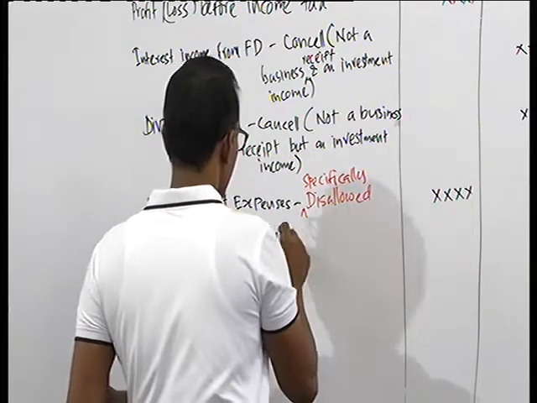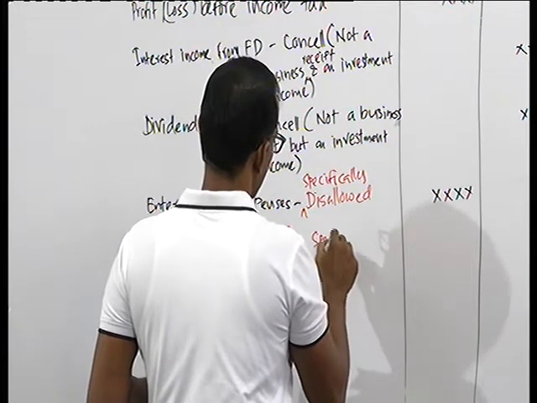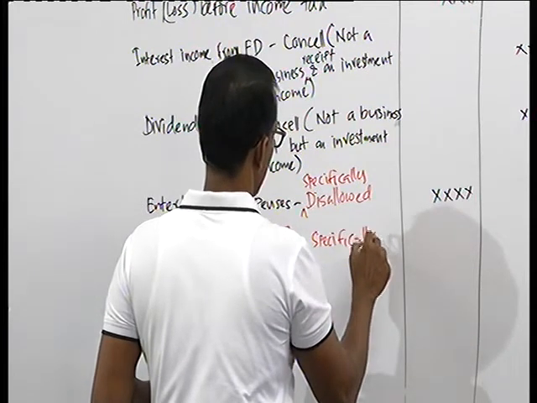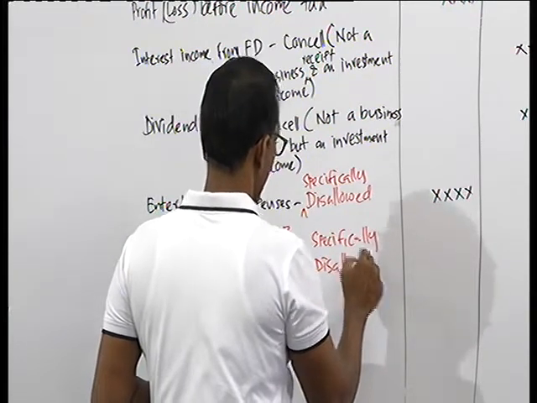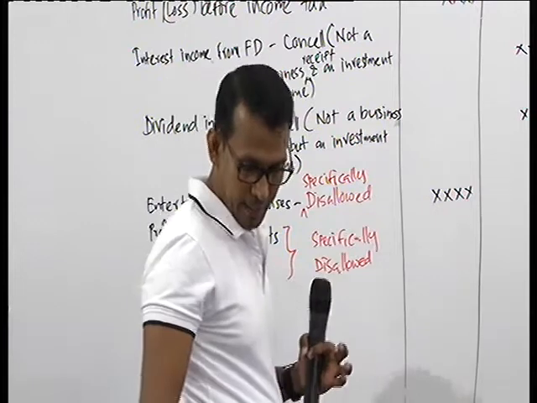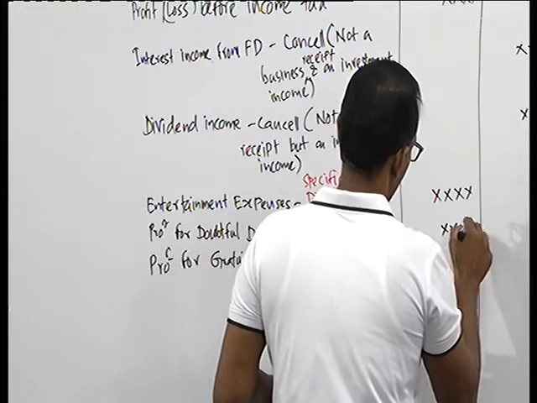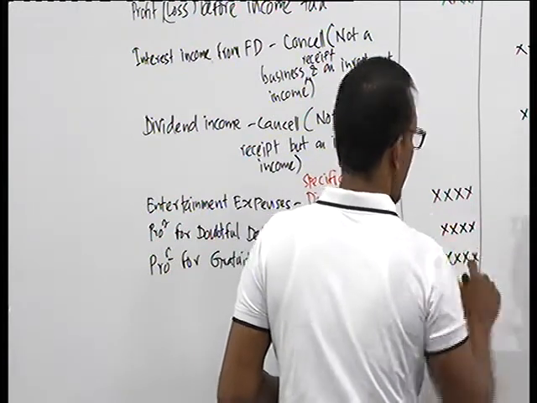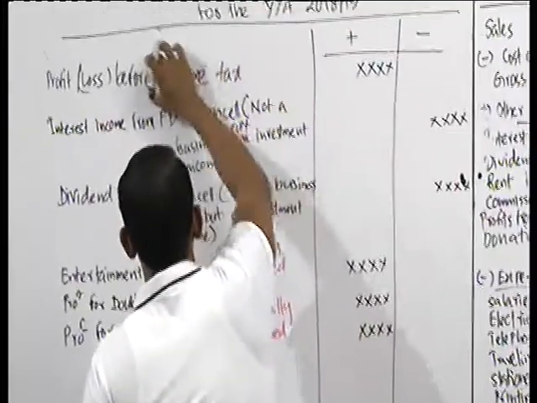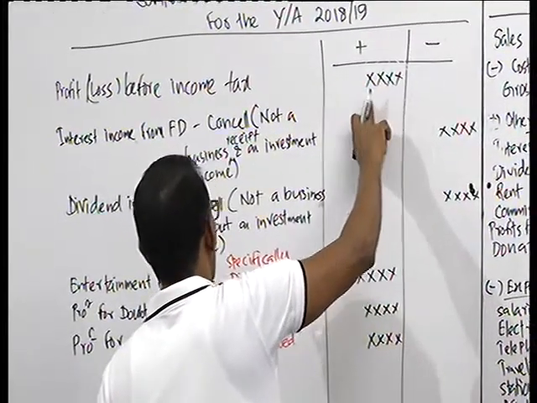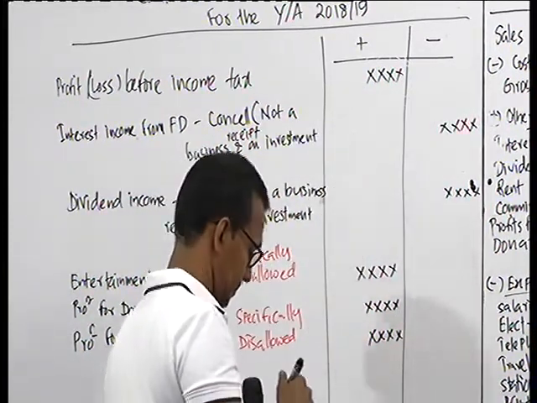You can say specifically disallowed. So then you have to add them back. If these items have been deducted in arriving at the profit or loss before income tax, then you have to add them back.